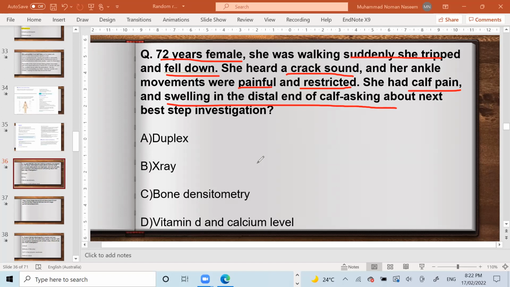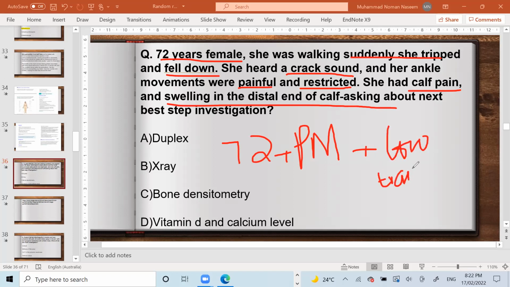Let me help you out a bit over here. She is 72, meaning she is postmenopausal, and she had a very low trauma that resulted in a fracture. Now, what do you want to do as an initial investigation in this patient?